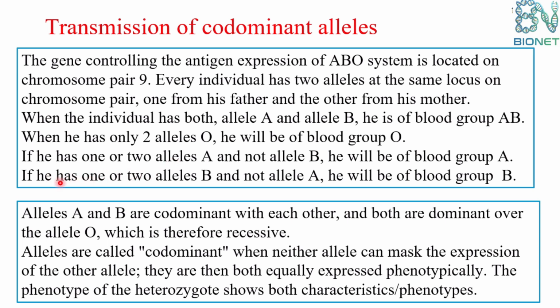Here it is the same thing. If he has one allele B, it means the other allele is O. So if the genotype is BO or BB, the blood group is B, then the allele B is dominant over the allele O. So the alleles A and B are codominant, and both are dominant over the allele O. So A and B have equal dominance. A dominant over O, B dominant over O. O is the recessive allele. So in the case of codominance, neither allele can mask the expression of the other one. Both alleles are equally expressed in the phenotype.